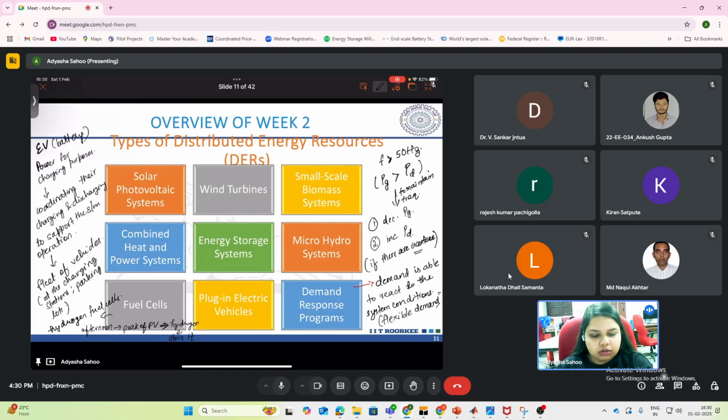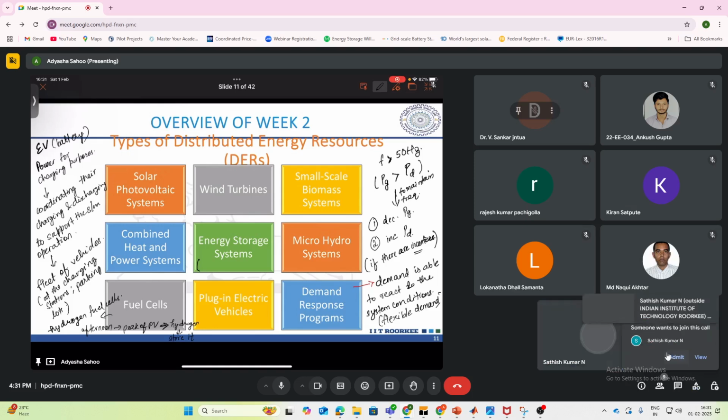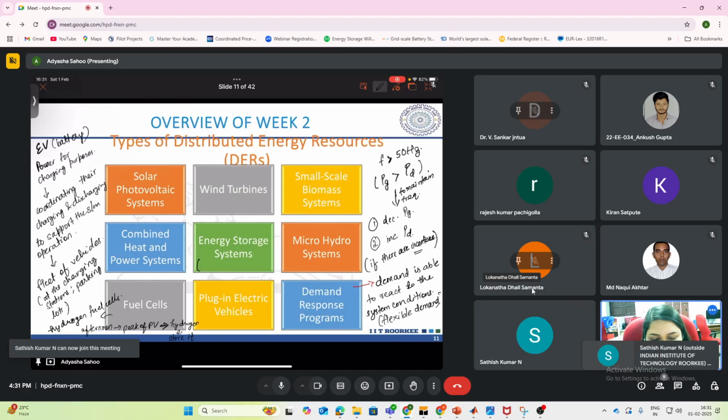Then we have micro hydro systems, basically small hydro systems that are usually installed on hills where the flow of water is not very high, but is at least sufficient to drive the small hydro turbines. Then energy storage systems, similar to the operation of the EVs, their charging and discharging we can coordinate to help manage the system operation.